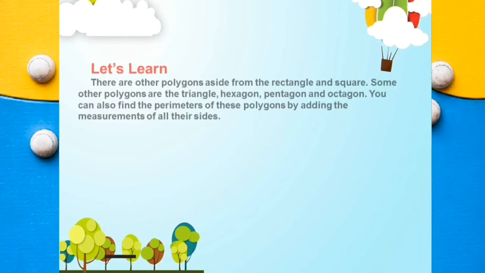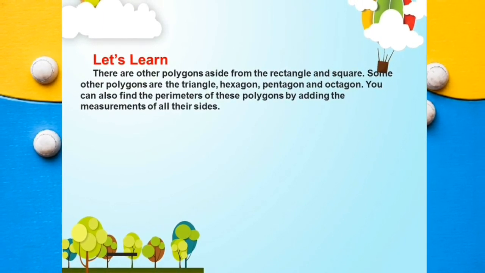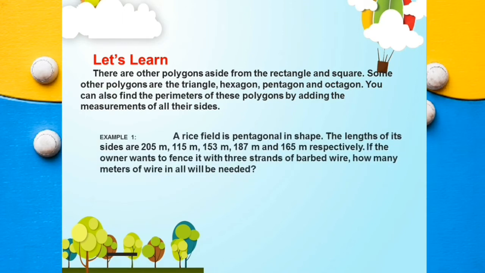Okay, so let's learn. There are other polygons aside from the rectangle and square: hexagon, pentagon, and octagon. You can also find the perimeters of these polygons by adding the measurements of all their sides. Example: a rice field is pentagonal in shape. The lengths of its sides are 205 meters, 115, 153, 107 meters, and 165 meters respectively.